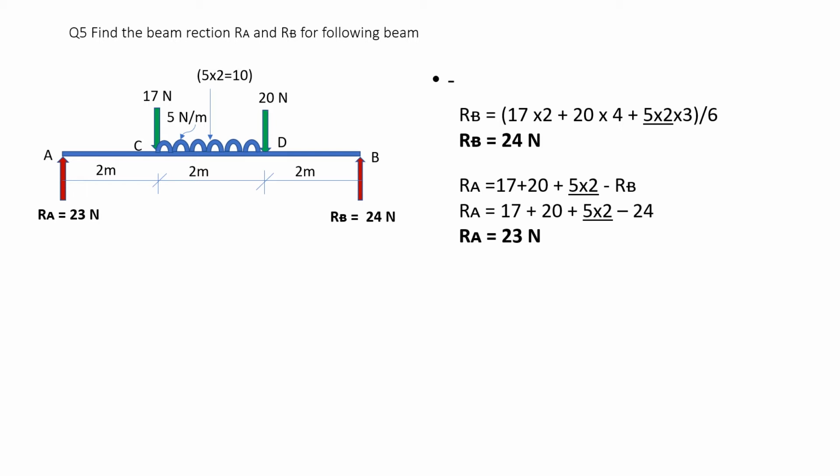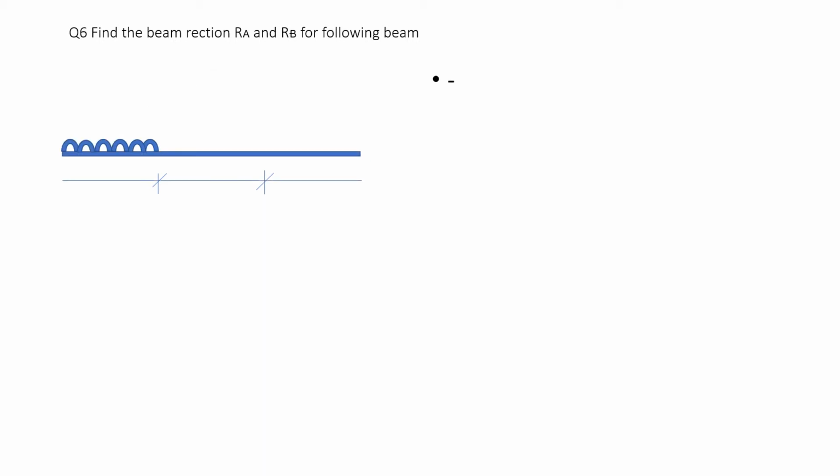Let's come to the next question. Now this is the beam here, and there is a UDL from A to C. Point load at C is 18 Newton, point load at D is 20 Newton, and UDL from A to C is 5 Newton per meter. Now its equivalent point load will be, it is acting on a span from A to C, that is 2 meters, so 5 into 2 is 10 Newton. This is the equivalent point load.